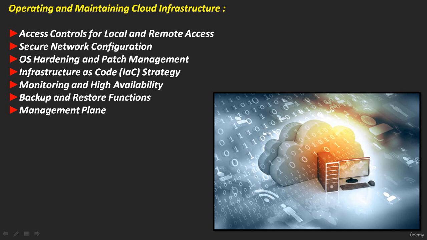The next concept we need to talk about is operating and maintaining the cloud infrastructure, starting with access controls for local and remote access. Controlling access to your cloud infrastructure is a critical component of cloud security operations. Utilize robust access controls such as remote desktop protocol, SSH, and virtual client solutions, while limiting console-based access mechanisms. Jump boxes can act as secure intermediaries for remote access.